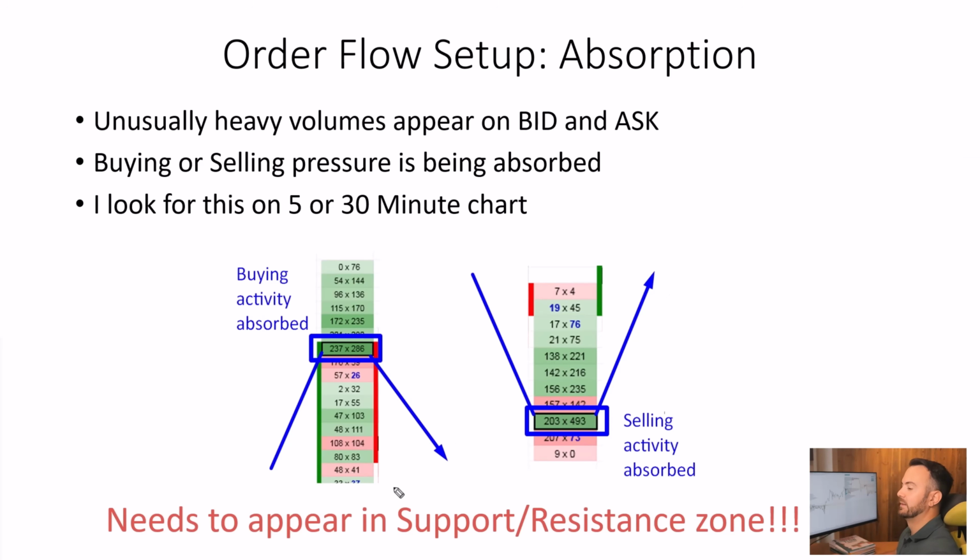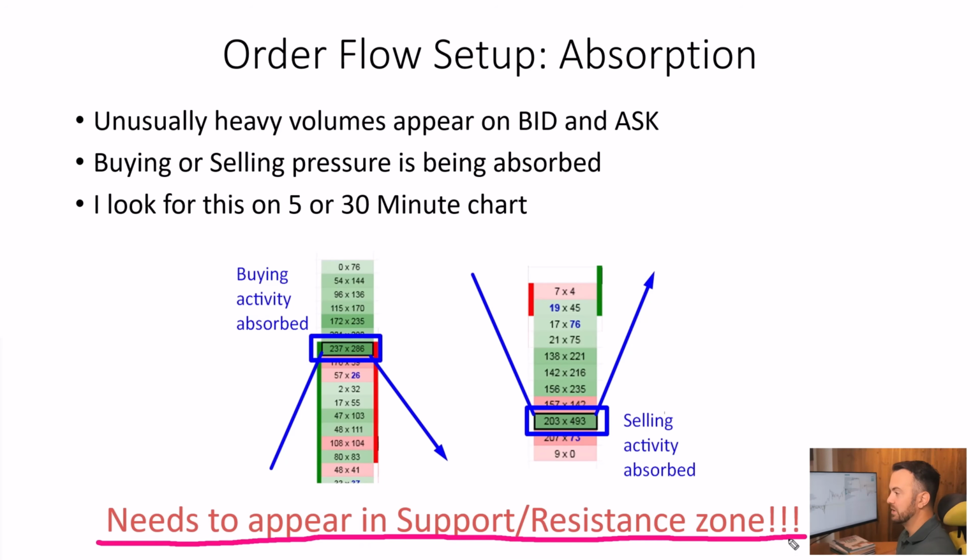Very, very important thing: this needs to appear in a support or resistance zone, not just anywhere. If you see a heavy volume node like this at a random place on the chart, it doesn't really mean anything. It's absorption only if it appears around a strong support or resistance level. This level could be, for example, based on volume profile, price action, VWAP or Fibo, or whatever you like to trade, but this needs to appear around a strong support or resistance level, and it is a confirmation that the level is going to work.